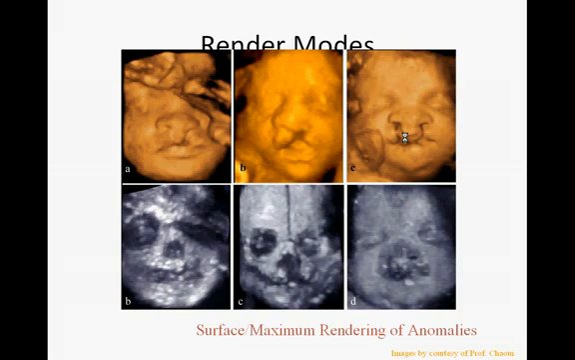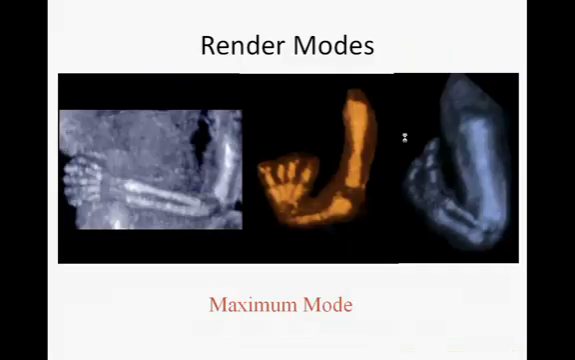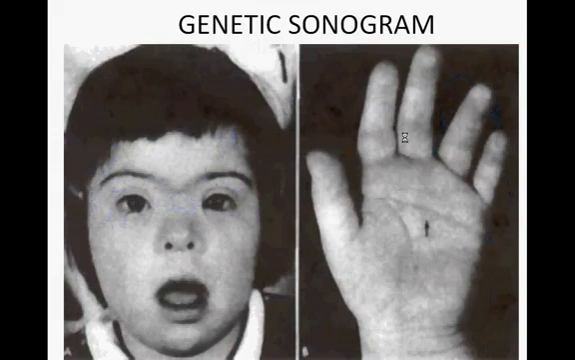These are some of the examples of cleft lip and cleft palate, especially with the use of the new rendering modes with 4D. Some limb abnormalities are shown here.